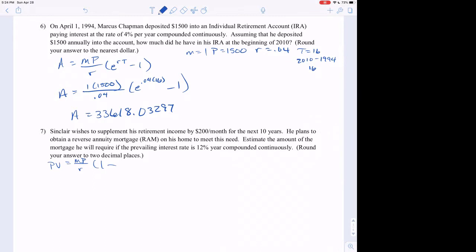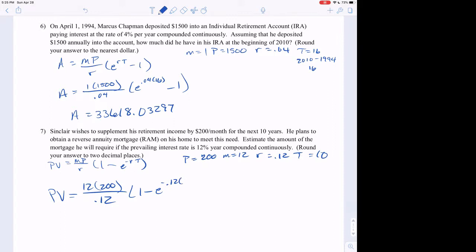All right, now the last one is using present value. 1 minus e to the negative R capital T. So P is going to be $200, M is 12, R is 0.12, and capital T is 10. So PV equals 12 times 200 over 0.12 times 1 minus e to the negative 0.12 times 10.